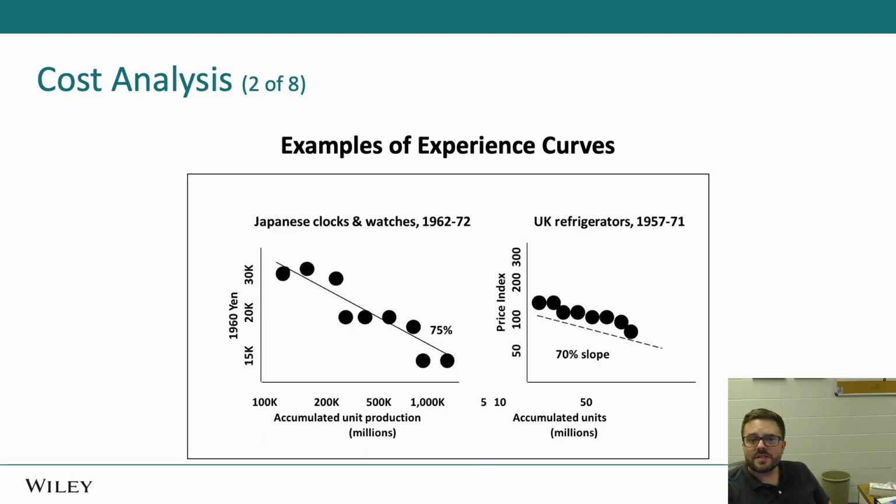Here are some other examples of experience curves: on the left, Japanese clocks and watches, between 100,000 units and, okay, it's saying million, so I guess between 100 million units and 1 billion units, the cost goes down from 30,000 yen to 15,000 yen, so it halves. For refrigerators in the UK, it's a slightly less dramatic slope, but the price goes down from roughly 150 to below 100 over the course of, let's say, 100 million units. It's kind of a goofy graph.